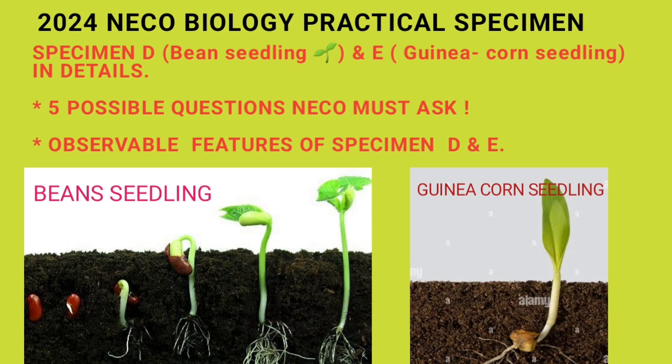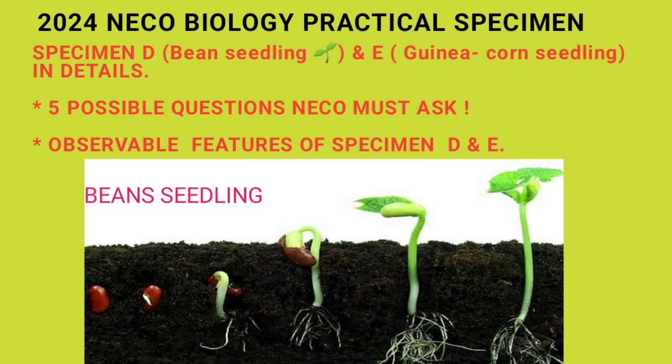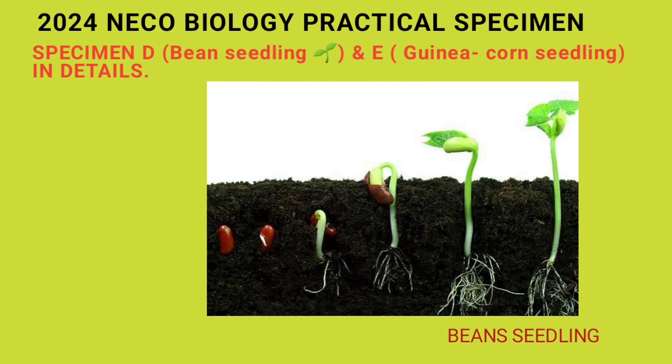Now, I am here today to give you very important information on the NECO specimen, the NECO exam for this year 2024. I've talked in detail about specimens A, B, C, their similarities and some of their differences. Now, I want to talk about another important specimen, specimen D and specimen E. Remember that specimen D is a potted bean seedling, and specimen E is a potted Guinea corn seedling.